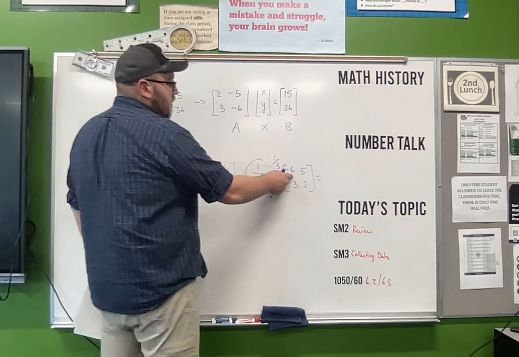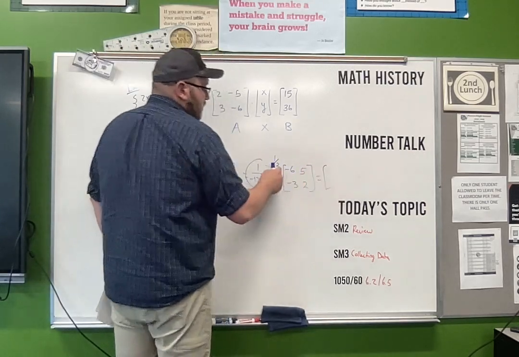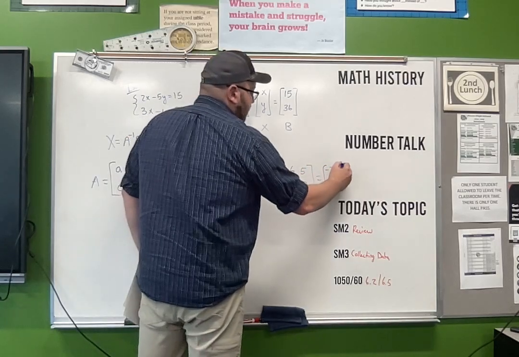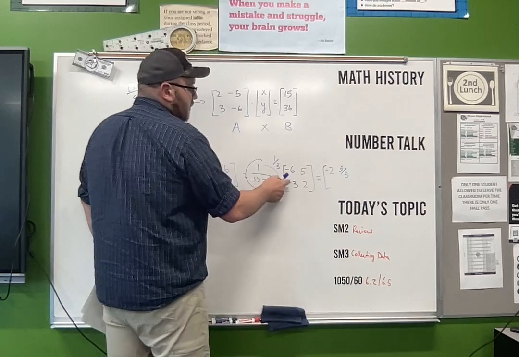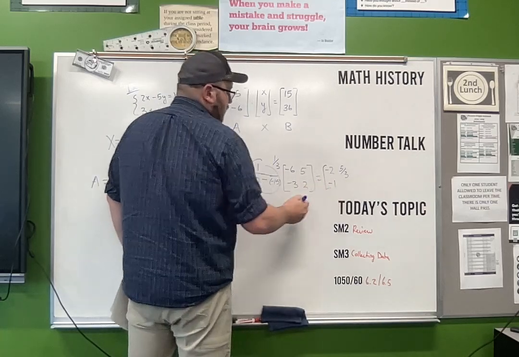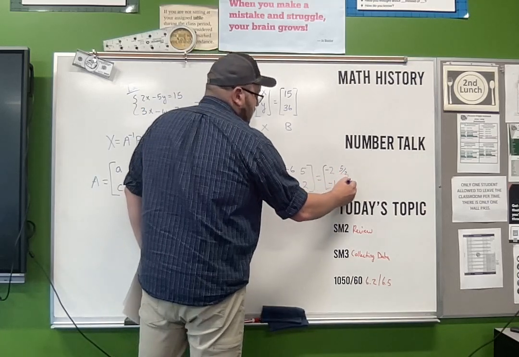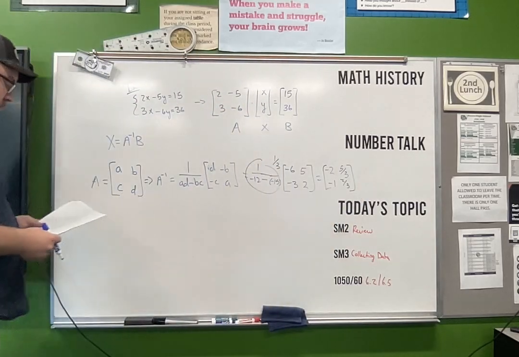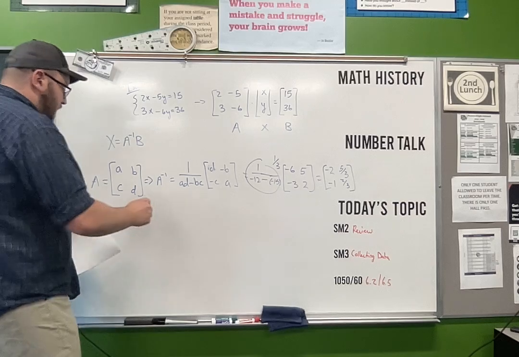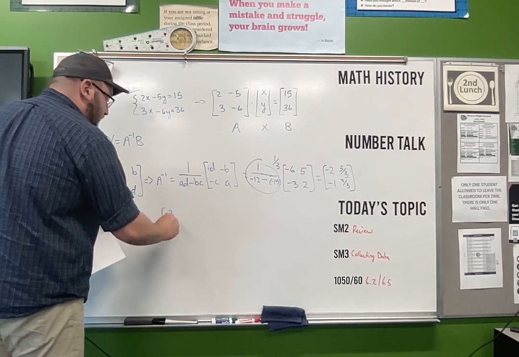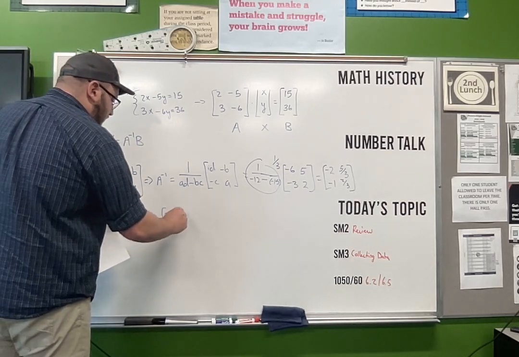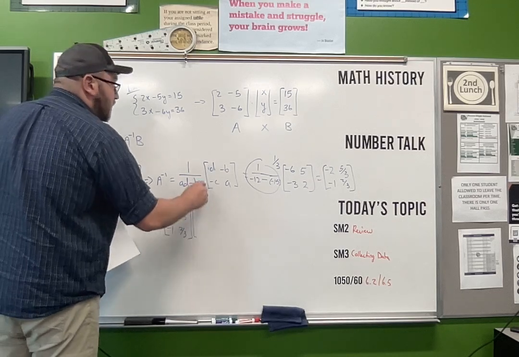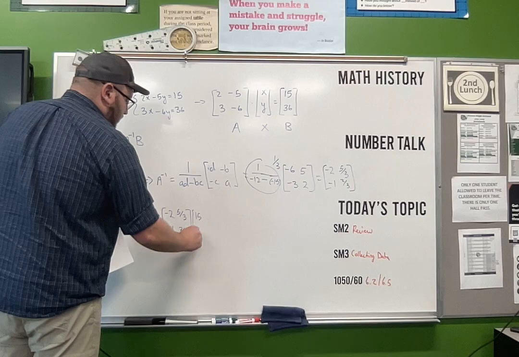So we're going to multiply 1/3 times all of this. So 1/3 times negative 6 is negative 2. 1/3 times 5 is 5/3. 1/3 times negative 3 is negative 1. 1/3 times 2 is 2/3. And that's our inverse matrix. Now we're going to take that inverse, negative 2, negative 1, 5/3, and 2/3, and multiply by the solution matrix, 15 and 36.